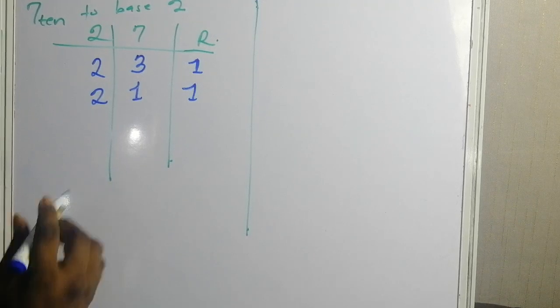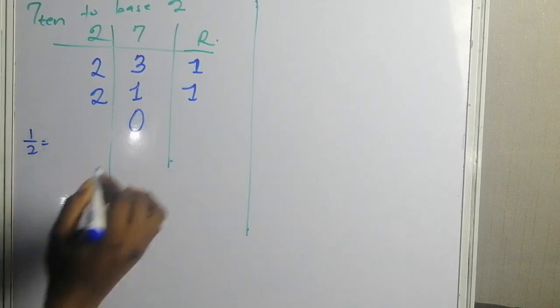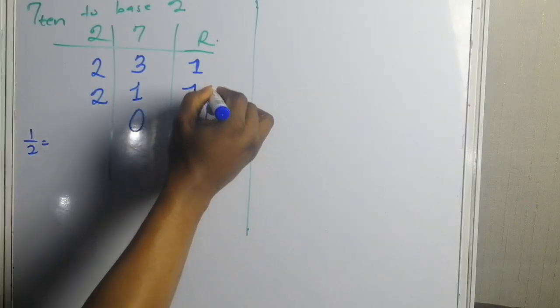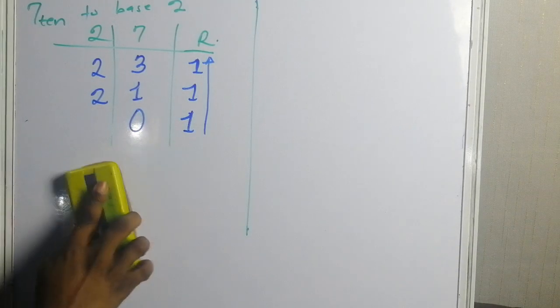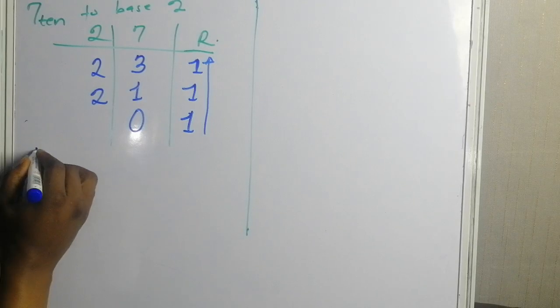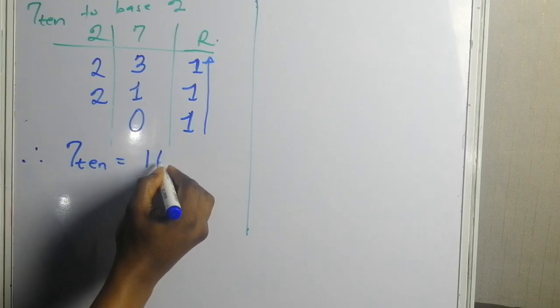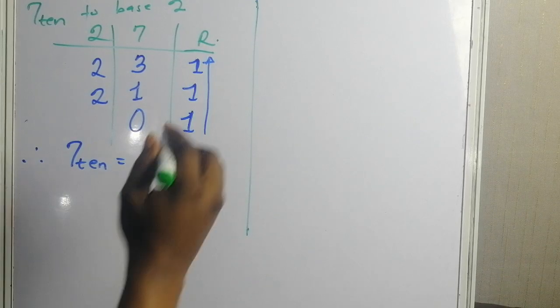So here now, 2 cannot go. 1 divided by 2 is not possible. You write 0. Then the remainder is 1. That one that is remaining, you bring it here. So you count from the bottom to the top. So at the end of the day, you have 7 base 10 is equal to 111 in base 2.